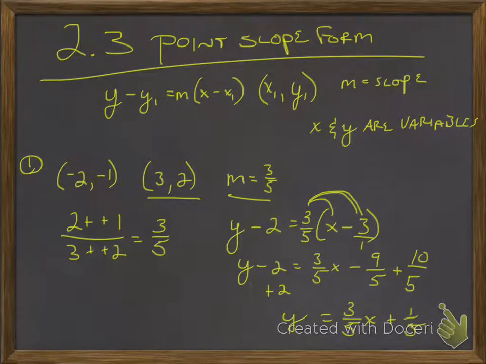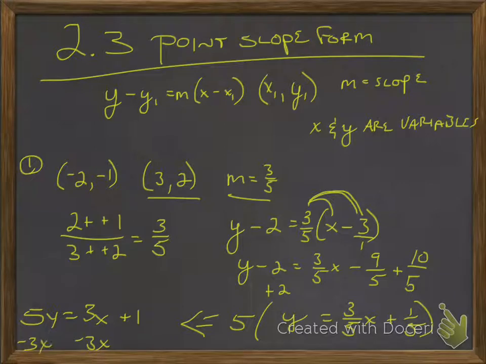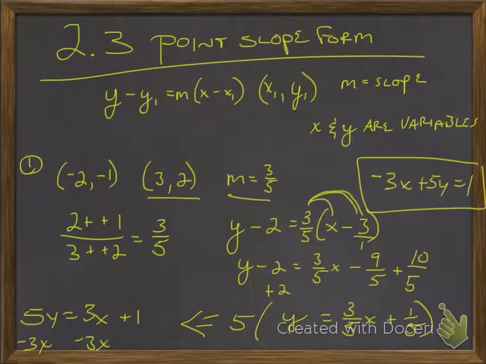And if you're writing this in standard form, you can multiply everything by 5. I'm going to go this way. And I have 5y is equal to 3x plus 1. So to put it in standard form, I'm going to subtract the 3x, and I'm going to write it up here. Negative 3x plus 5y equals 1. Sorry about the order I went in on that. I'll try to be a little bit more consistent with that part of it.